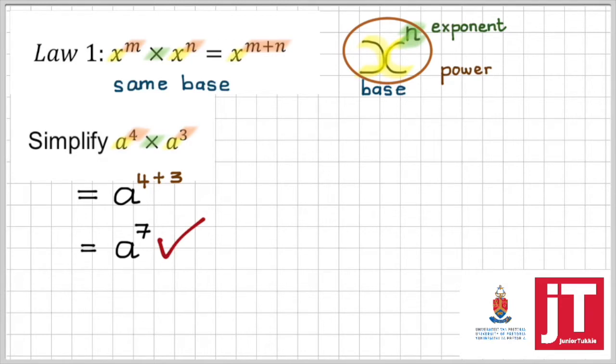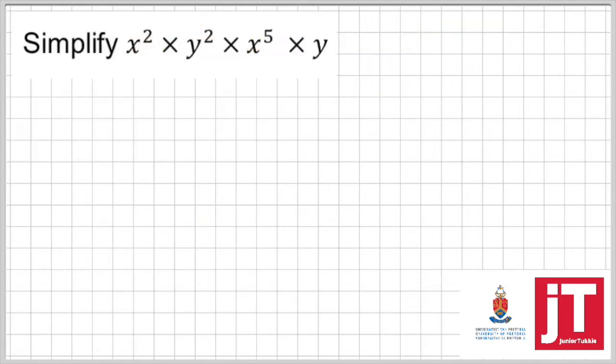The next problem reads, simplify x to the power of 2 multiplied by y to the power of 2 multiplied by x to the power of 5 times y. And what are we doing here, grade 9? We are multiplying, or timesing if you'd like to use that word. And that means that we need to use law number 1. So law number 1 says that when we are multiplying, we add the exponents of like bases.